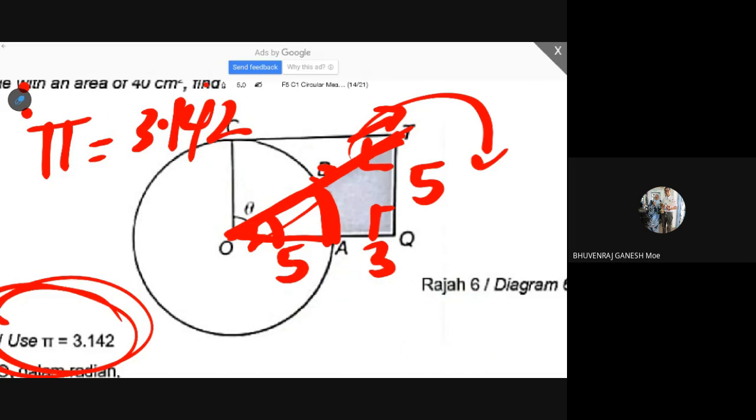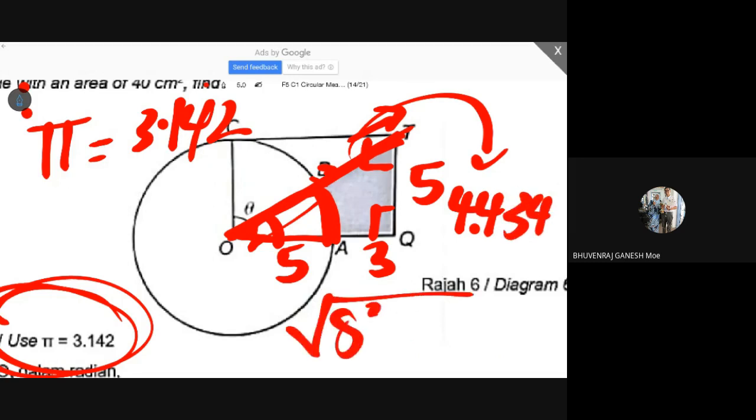4.434. Yes, correct. Okay. 4.434 cm. Betul. Okay. So how did you get that, guys? Square root of 8 squared plus 5 squared. Theorem Pythagoras. Okay. You can count and see. You will get square root of 89.